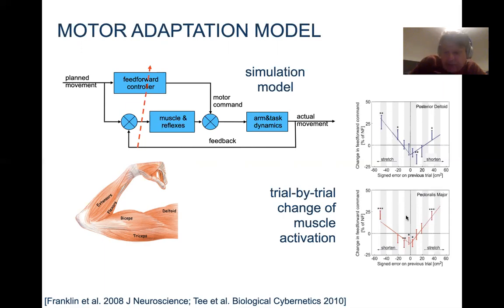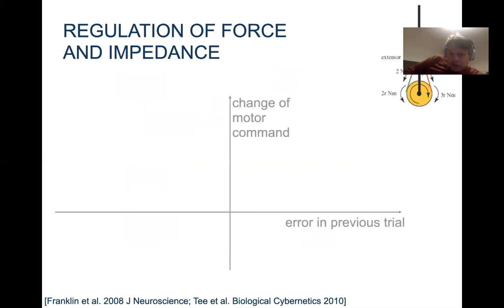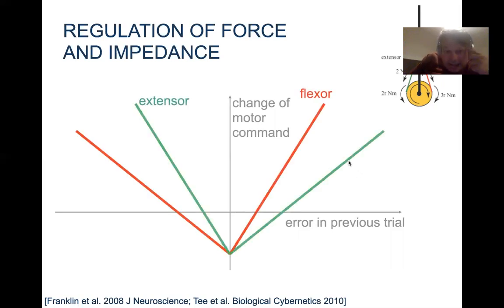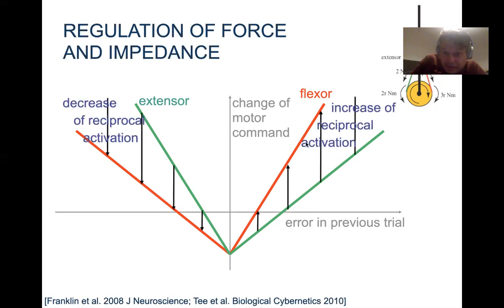So you have this kind of symmetric V-shaped function, and let's try to understand how the adaptive control is working. Again, we consider the change of motor command as a function of the error in the previous trial, so trial after trial. With this flexor and extensor, when the error is on the right, the flexor increases more than the extensor, meaning the flexor is stronger, so it will tend to go more to the left next time. And conversely, if you deviate to the left, it will tend to go more to the right next time. This is actually similar to something many of you probably know very well: iterative learning, which is just correcting for bias of force.